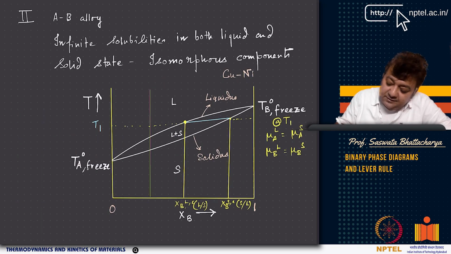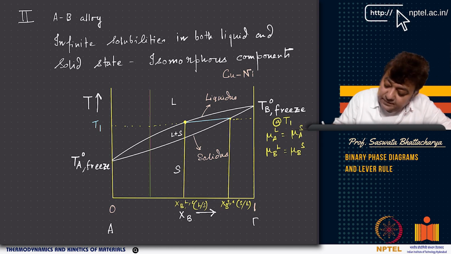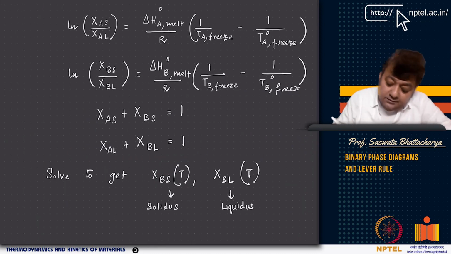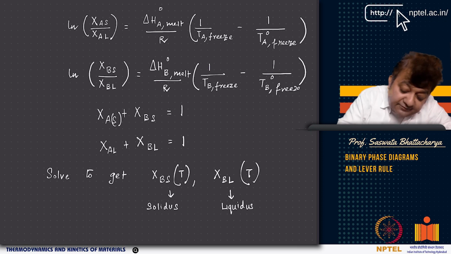So as a result, we are now looking at only XB, the variation in XB. So this is pure A, and this is pure B. And now you have XAS, that is the XA in the solid. S is solid. You can put a bracket here if you want, but I generally prefer this.